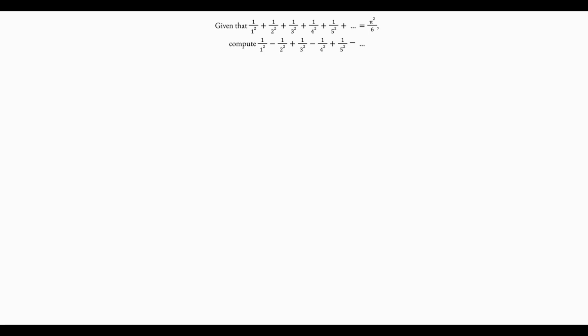Today I have an arithmetic problem for you. Given that 1 over 1 squared plus 1 over 2 squared plus 1 over 3 squared plus 1 over 4 squared and so on sums up to pi squared over 6, compute the value of the expression 1 over 1 squared minus 1 over 2 squared plus 1 over 3 squared minus 1 over 4 squared plus 1 over 5 squared and so on. Please pause the video here if you'd like to try and solve this yourself.